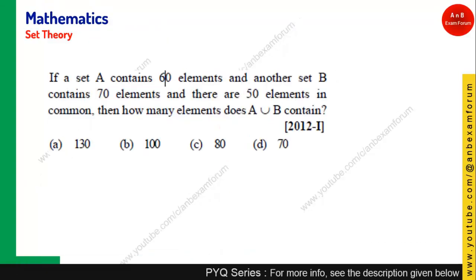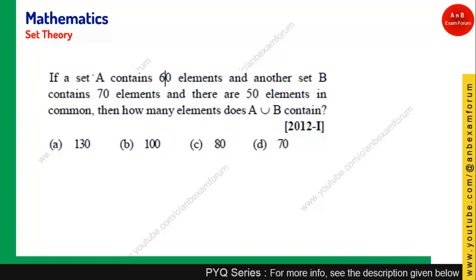The first question is on your screen and your time starts now. If a set A contains 60 elements and another set B contains 70 elements and there are 50 elements in common, then how many elements does A union B contain? Student, this is a very simple one. You can easily answer with the help of a Venn diagram or with the help of a formula. The number of elements in A union B is the number of elements in A plus the number of elements in B minus the number of elements in A intersection B.